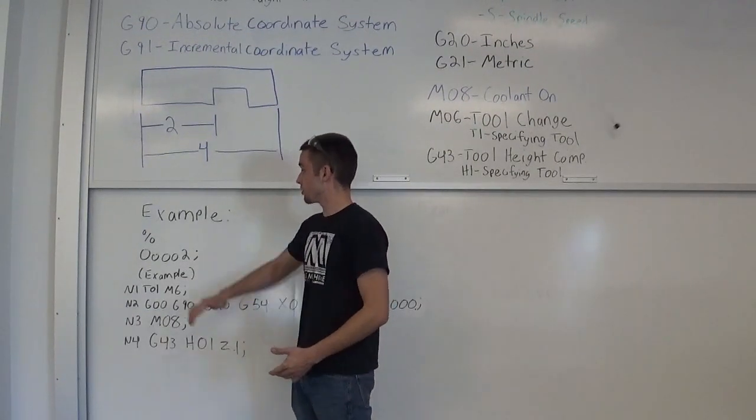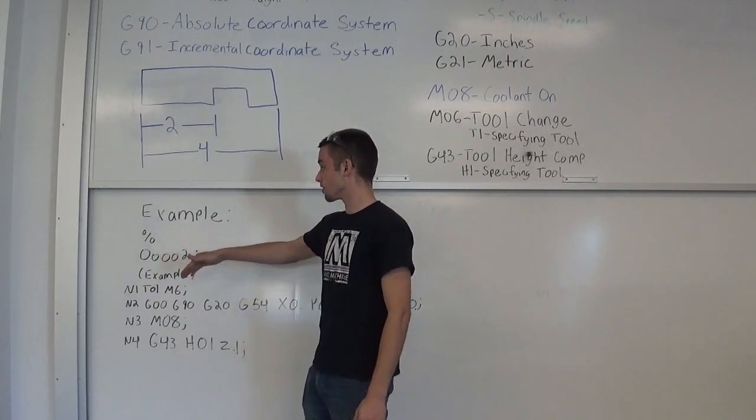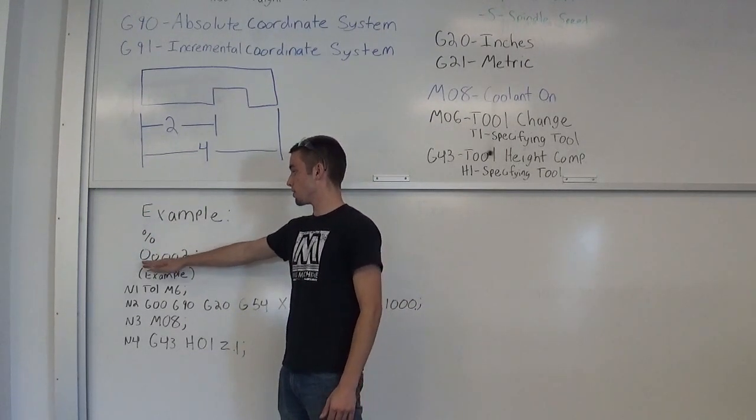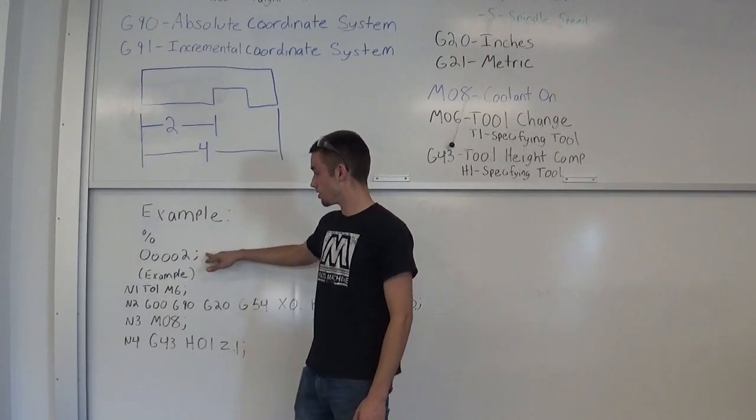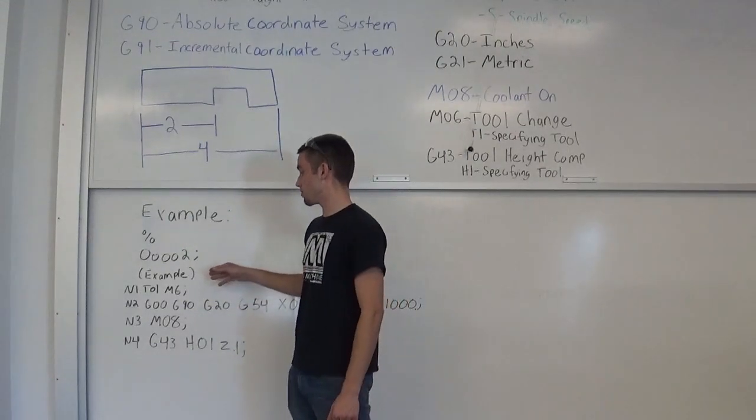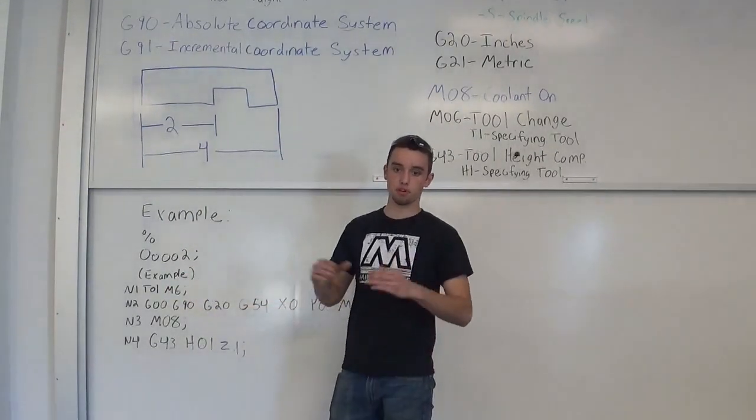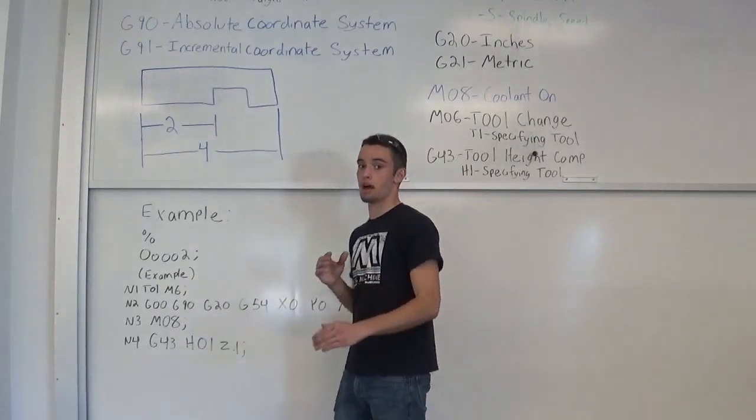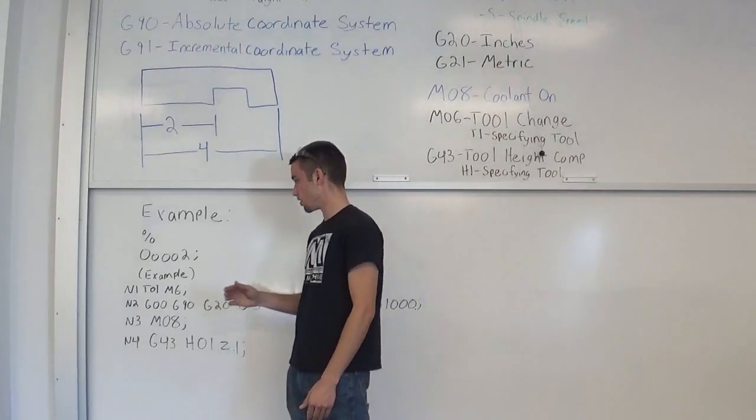Every program begins with your % sign. That's letting the machine know where it's going to start reading. After that, you have your program name, which is an O followed by a series of digits and then a semicolon. And then a lot of times in programs, you'll see something written in parentheses. The machine doesn't actually read what's within the parentheses. It's mainly for the machine operator or the programmer to put in personal notes.